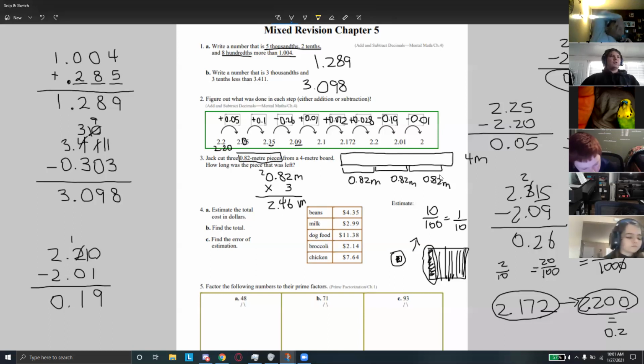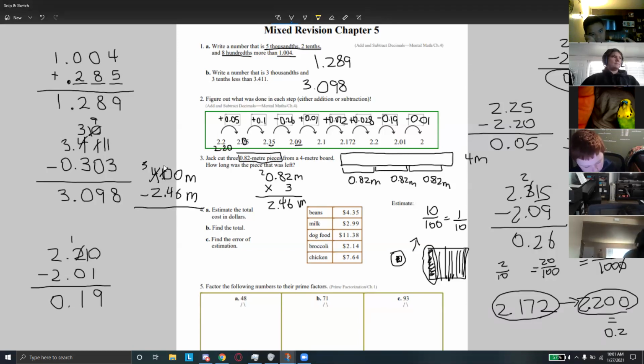long board. And so to figure out how much is left, we would do 4 meters total minus what we're cutting off, 2.46 meter board. So now we just solve. 9 minus 4 is 5, 3 minus 2 is 1. And so we get 1.54 meters left. And I can write that here, 1.54 meter board left.